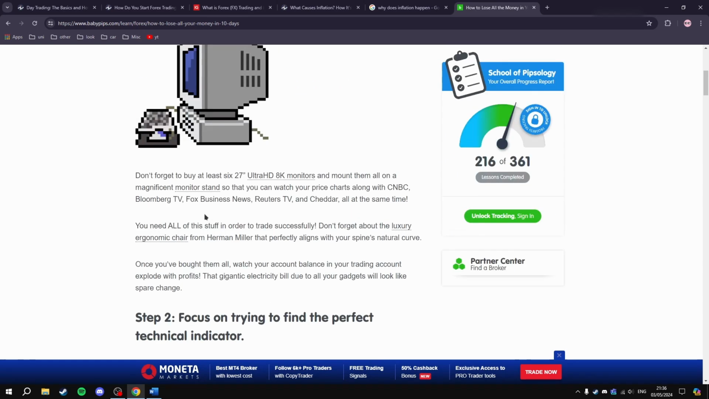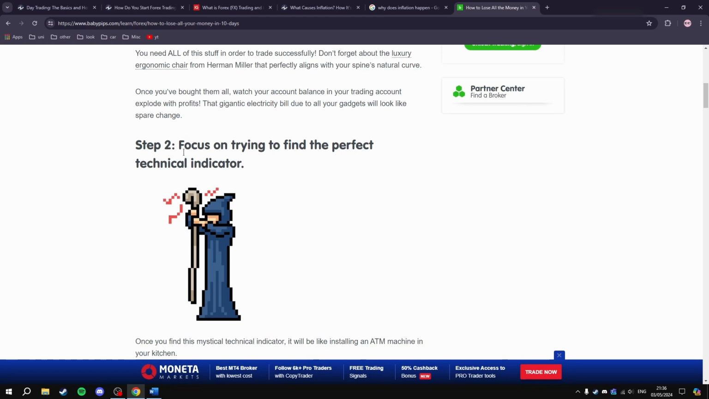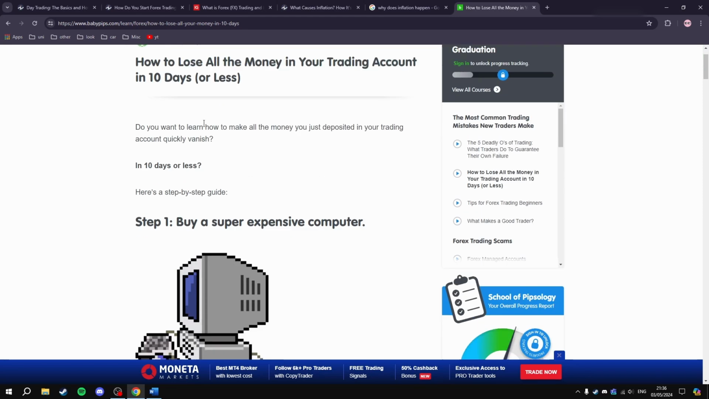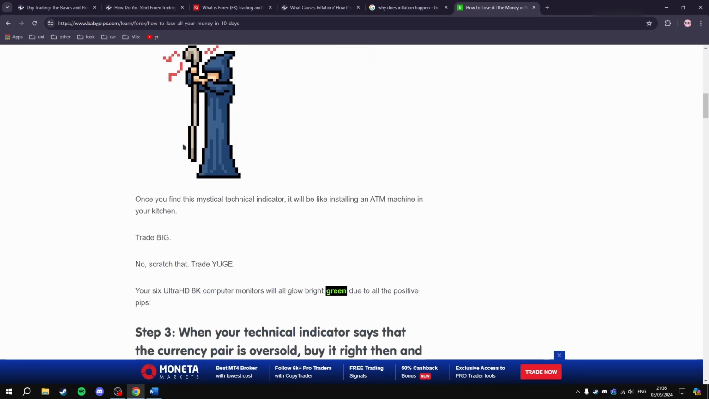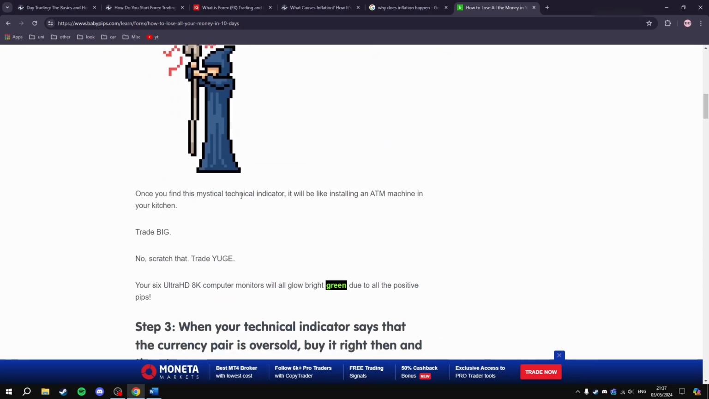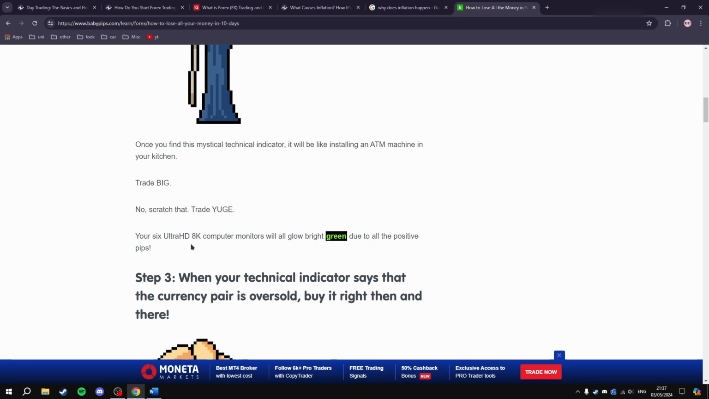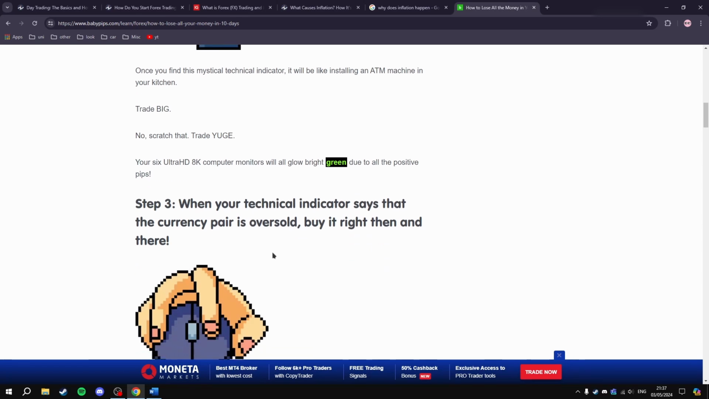I'm assuming this is all sarcastic, by the way. So, step 2. Focus on trying to find the perfect technical indicator. So, all these steps are just basically what you shouldn't do. Once you find this mystical technical indicator, it will be like installing an ATM machine in your kitchen. Trade big, no scratch that, trade huge. Your 6 Ultra HD 8K computer monitors will all glow bright green due to all the positive pips.